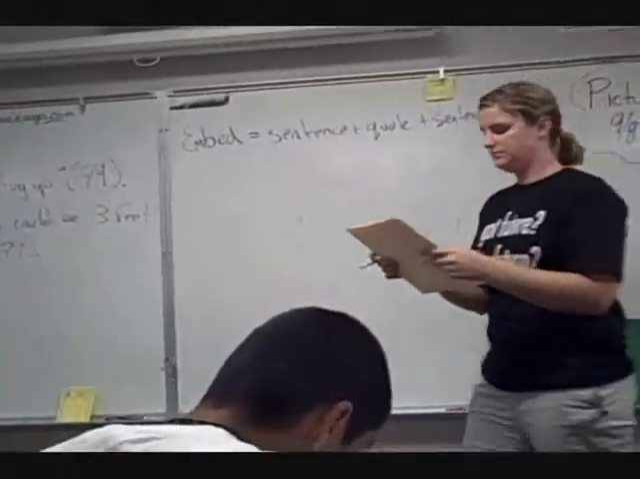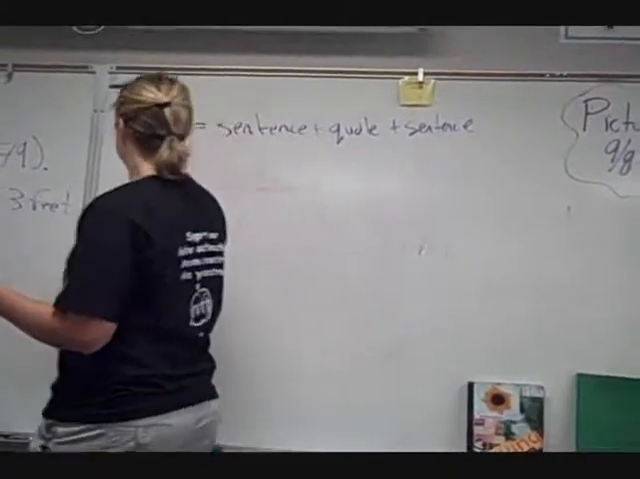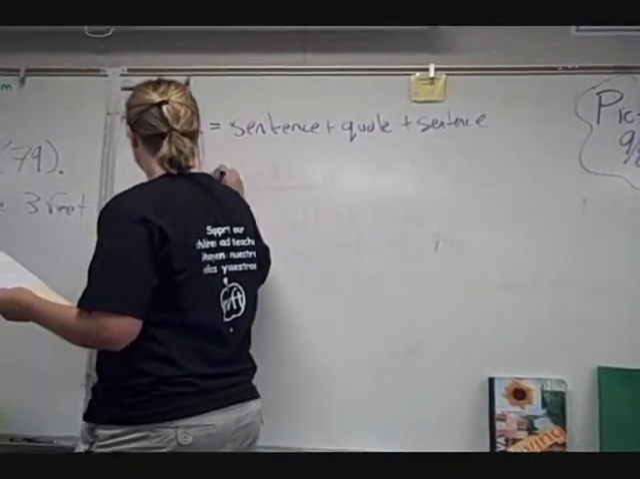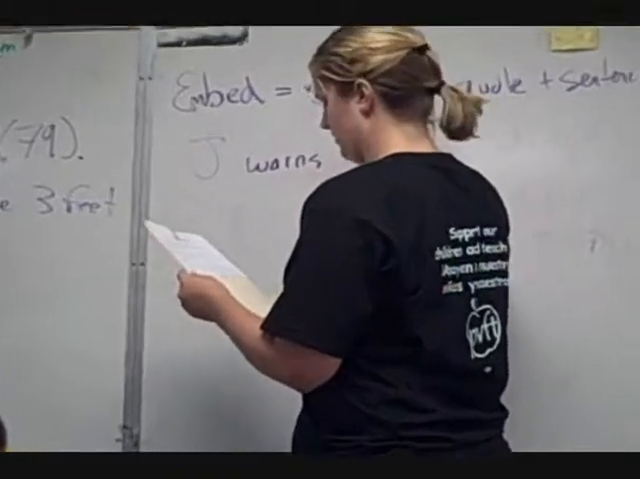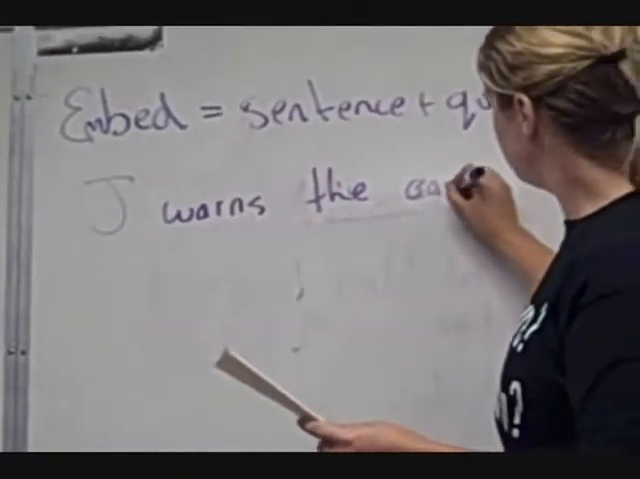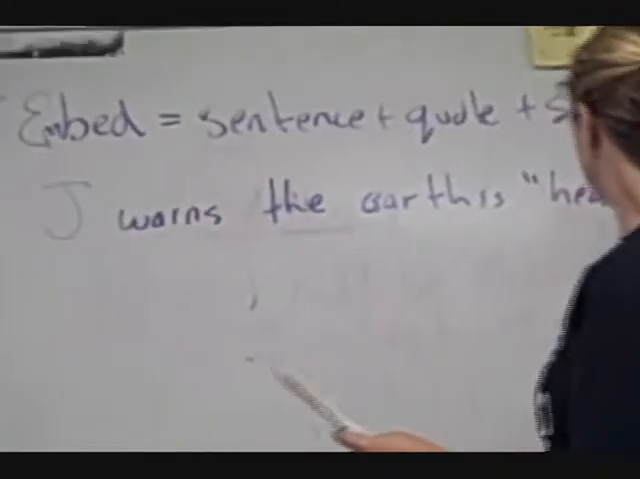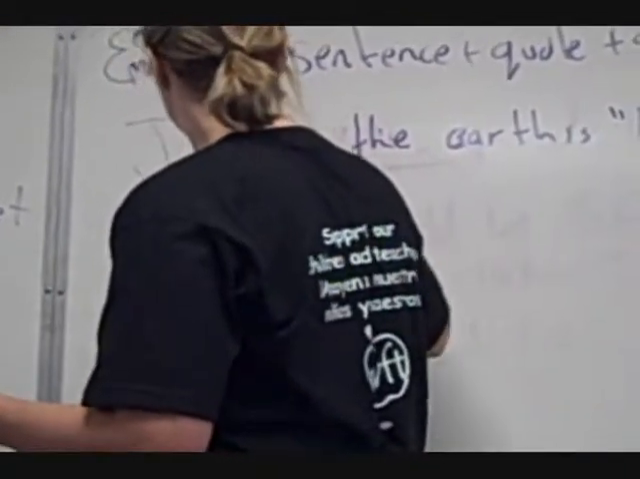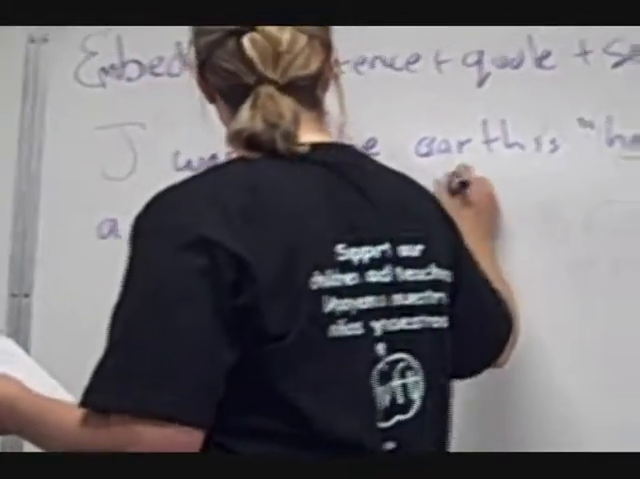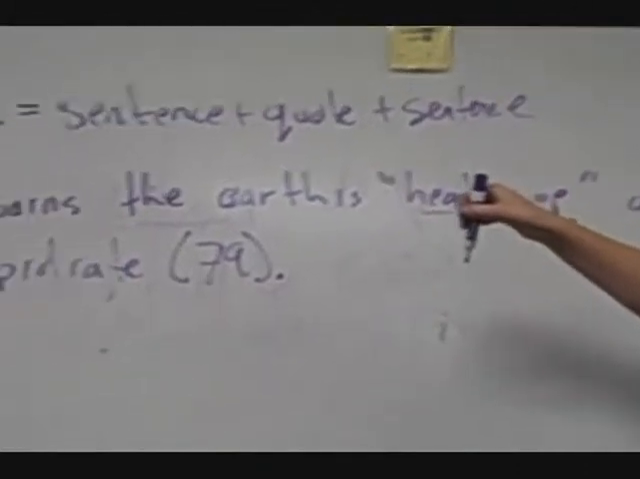So here's your example. I won't zoom anymore. Here's the first example. Jukanowicz warns the Earth is heating up at a rapid rate, parentheses, page number, period. So I embedded this part of the quote into the middle of my sentence.